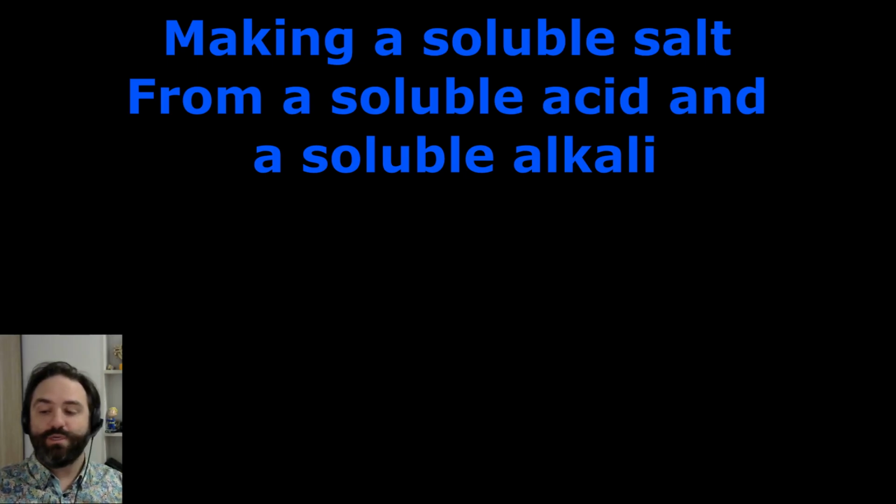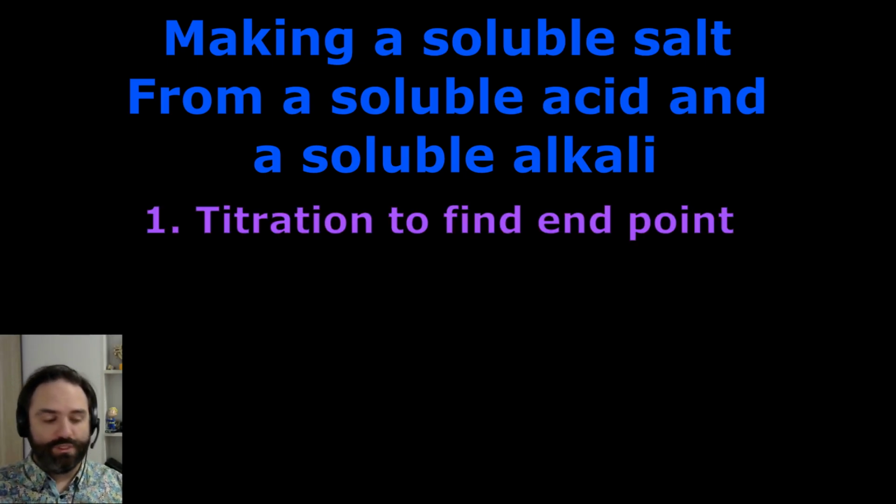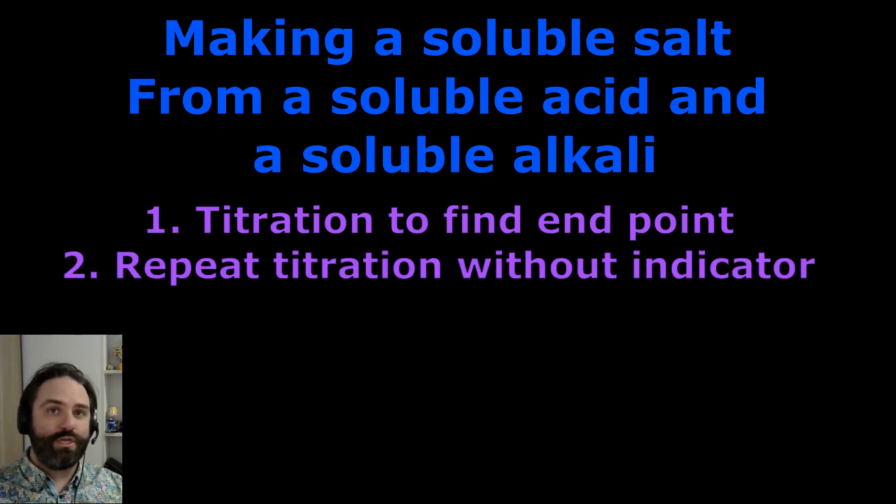You would have to do titration. So the steps are: carry out a titration to determine the end point. Repeat the titration, but without the indicator. Take your titrant, the stuff that you've got, your neutralized salt. At this point it will be neutralized acid and alkali, it's made water and salt. Then if you've done it correctly, that should be a solution of pure salt, down to the drop, with water.